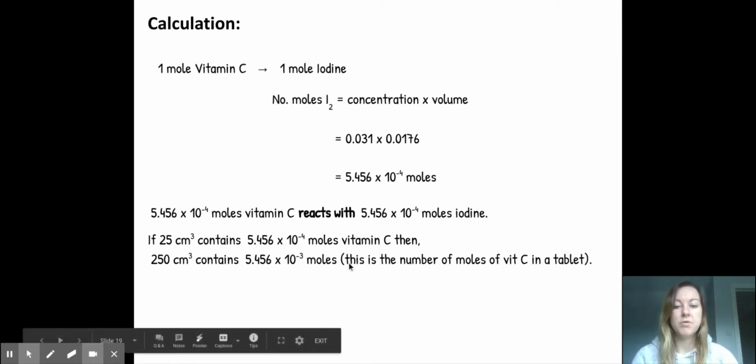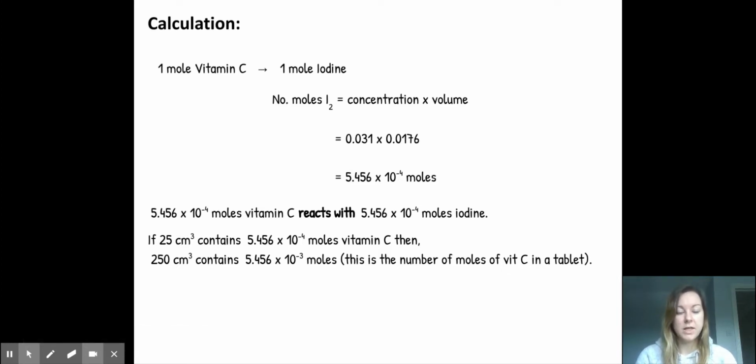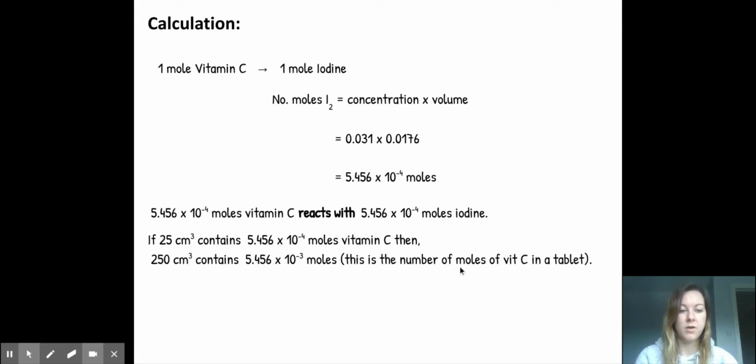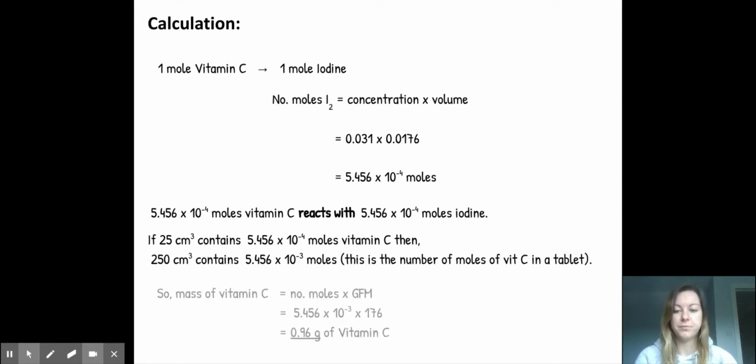So that is the number of moles of vitamin C in a tablet, because we took a tablet, remember, dissolved it in some water, and then we put it into a 250 centimetres cubed volumetric flask and filled it up to the mark. So when we find out how many moles are in 250 centimetres cubed, that's how many moles are in one of the tablets that we dissolved.